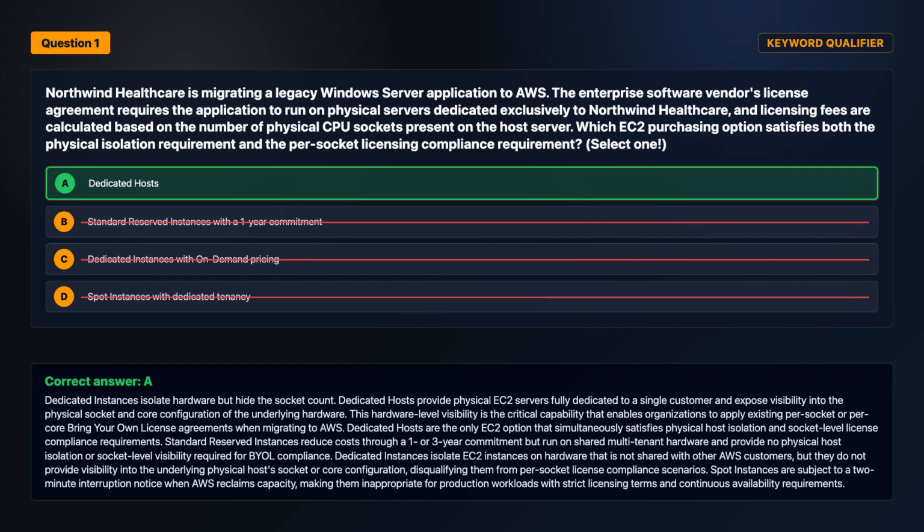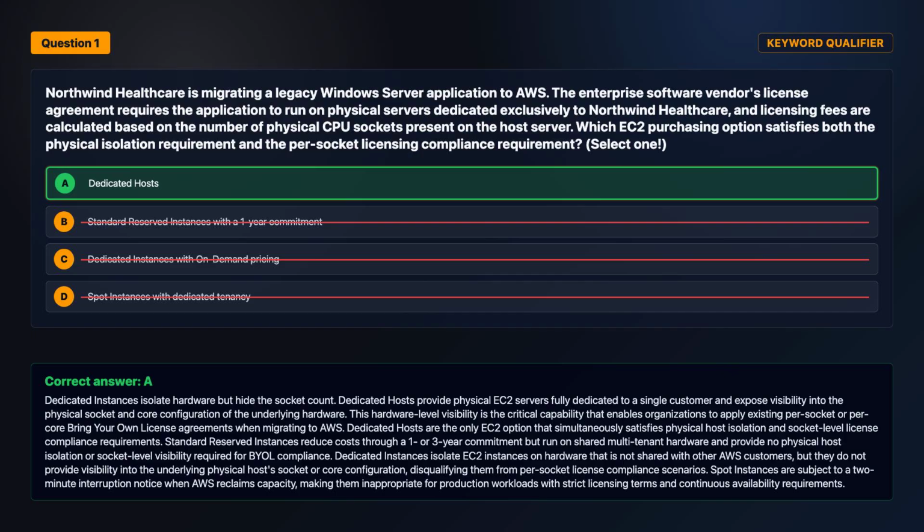The correct answer is option A. Dedicated instances isolate hardware but hide the socket count. Dedicated hosts provide physical EC2 servers fully dedicated to a single customer and expose visibility into the physical socket and core configuration of the underlying hardware. This hardware-level visibility is the critical capability that enables organizations to apply existing per-socket or per-core, bring your own license agreements when migrating to AWS. Dedicated hosts are the only EC2 option that simultaneously satisfies physical host isolation and socket-level license compliance requirements.